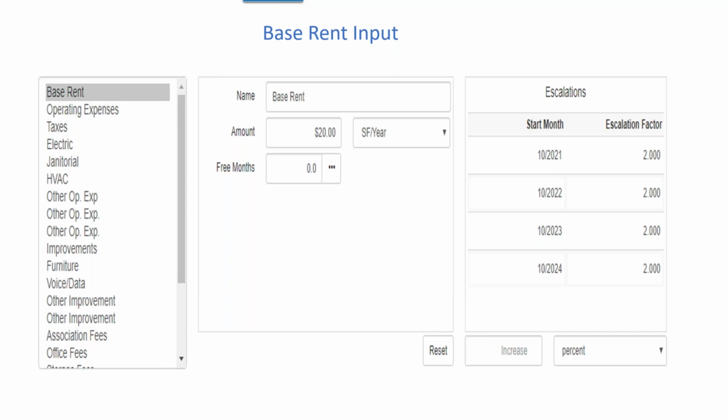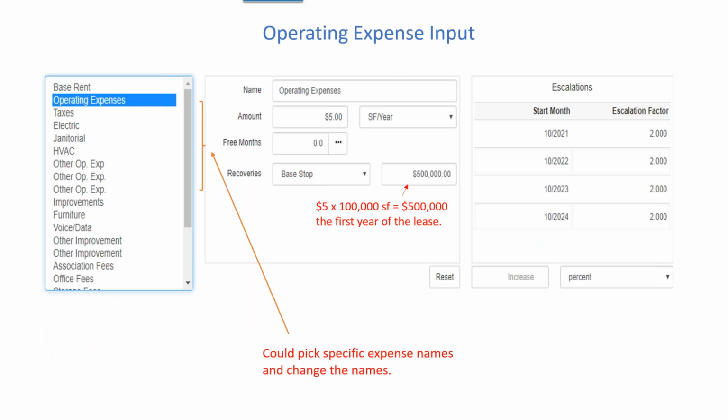So that was our base rent input. Then we have our operating expenses. You can see in this case, again, the $5 per square foot. And you see we selected it's going to be a base stop, which means that we pass through anything above that base amount. And there's your $500,000 again. And the expenses are going to also increase by 2% per year.